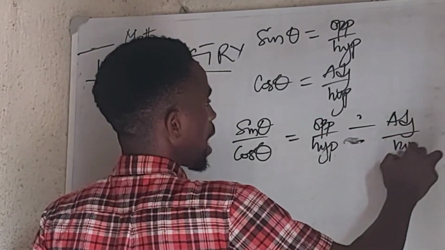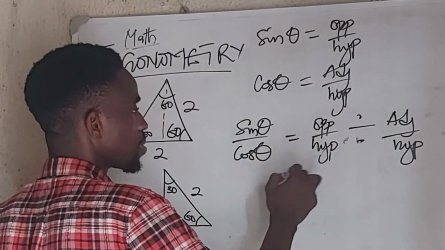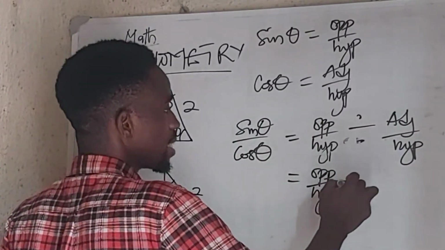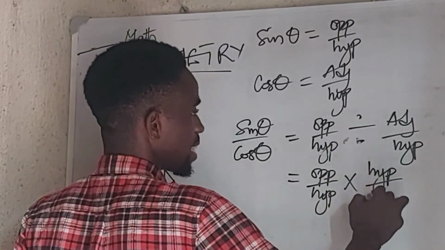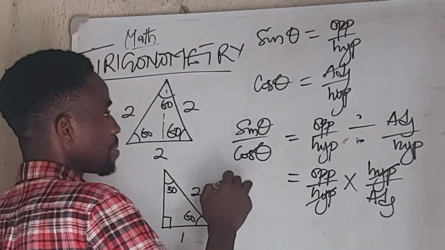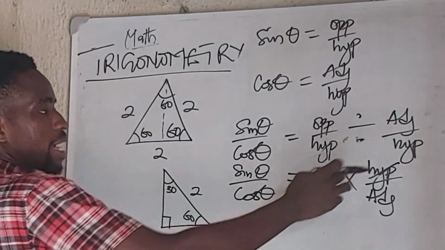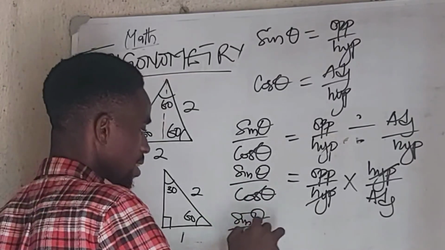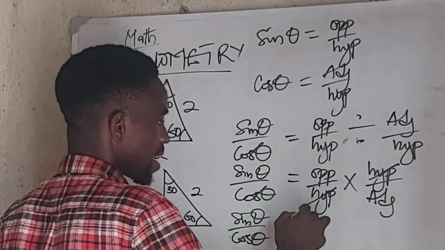adjacent over hypotenuse. Of course, you know that this division means we change it to times, and we have opposite over hypotenuse times hypotenuse over adjacent. So hypotenuse can cancel hypotenuse. Remember that this is sine theta over cos theta. So what is left here is opposite over adjacent, right?